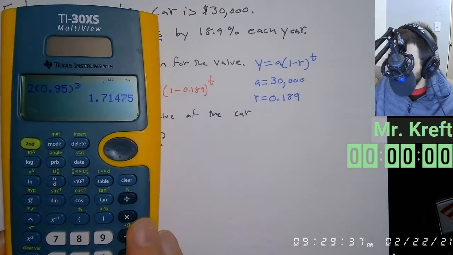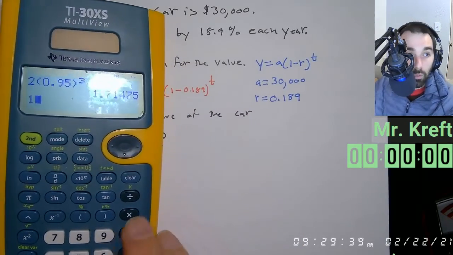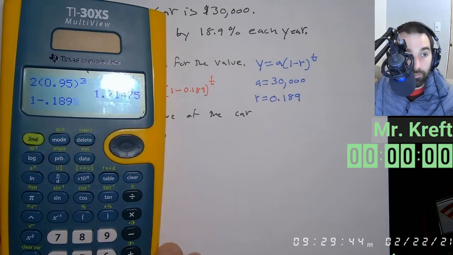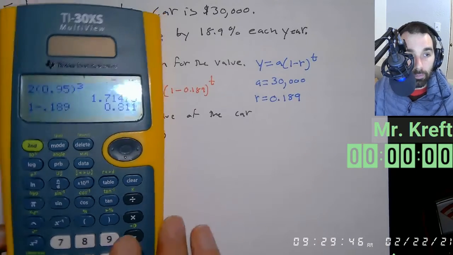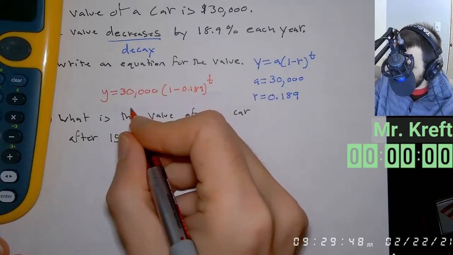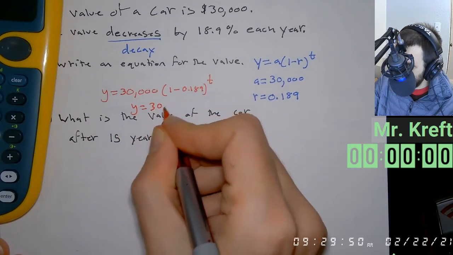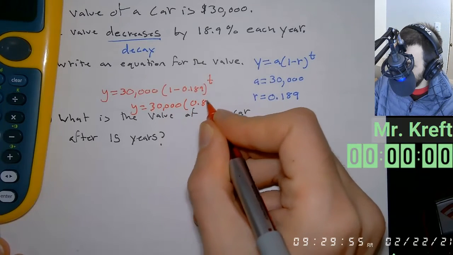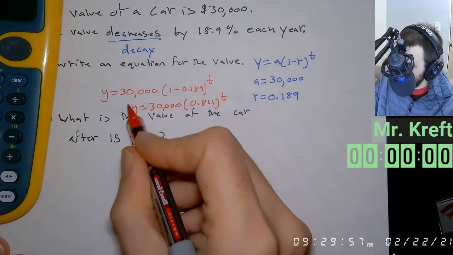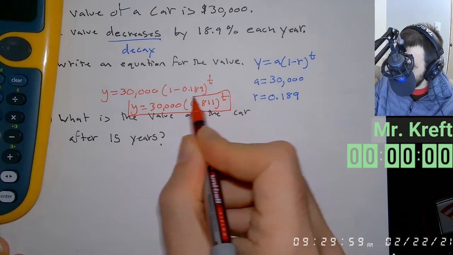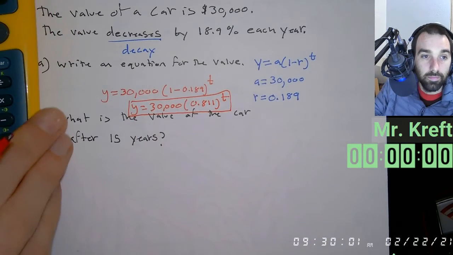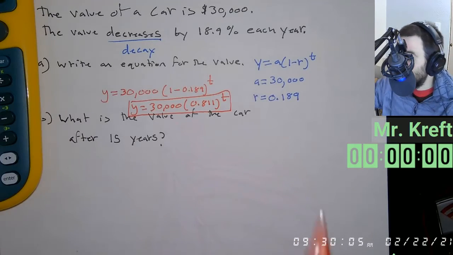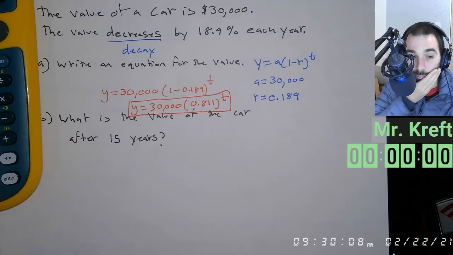Then when I go to do this, I'm going to type this into my calculator. So I'm going to have 1 minus 0.189, and I get 0.811. So then I would have y equals 30,000 times 0.811 to the t. So this is the equation that I'm going to use. Okay, so that's what I got. Does anybody have any questions about that?